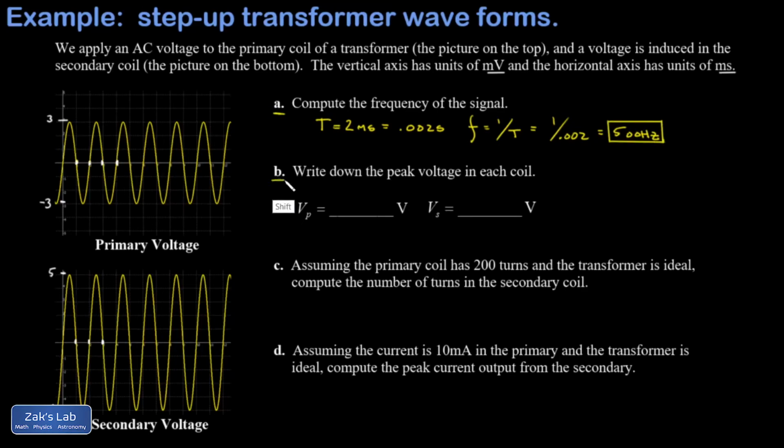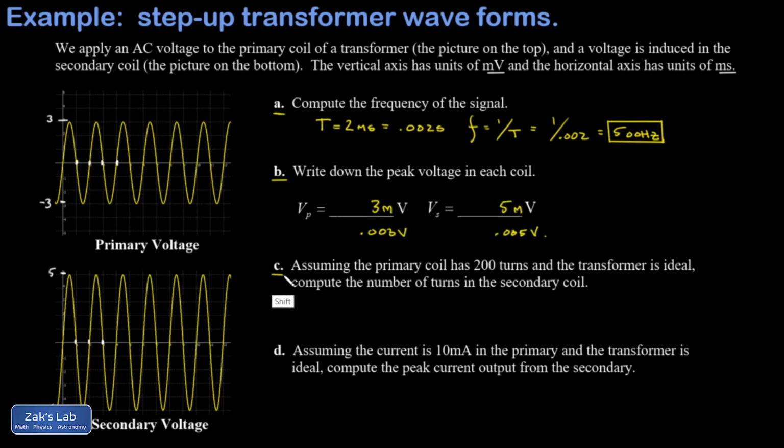Next, in question B, this is just another graph reading question. I want the peak voltage in each coil. So that's the voltage amplitude. And in the primary, that's 3 millivolts. I could write it this way, or I could write it in volts as 0.003 volts. In the secondary, it's 5 millivolts.